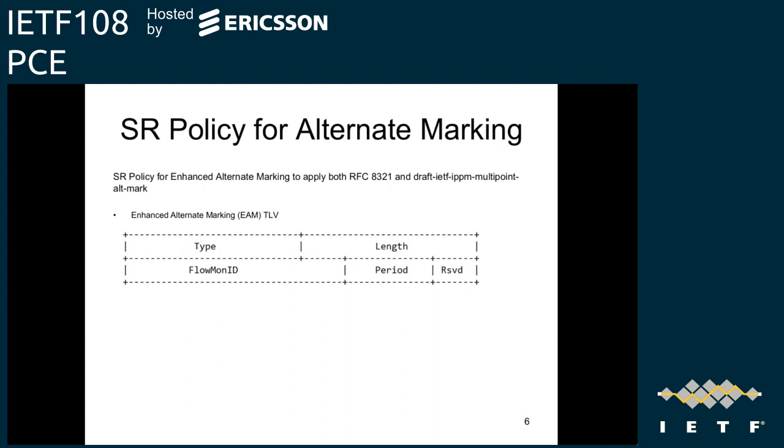No, this is coming from the draft in 6man of the alternate marking extension for IPv6, where we define in the option header this flow monitoring identification that is used to identify the monitoring flow. Okay, so in that draft, there is information about whether it is global or scoped within the head end? Yes. Okay, I'll take a look. Thank you.